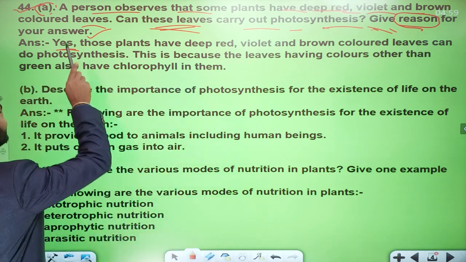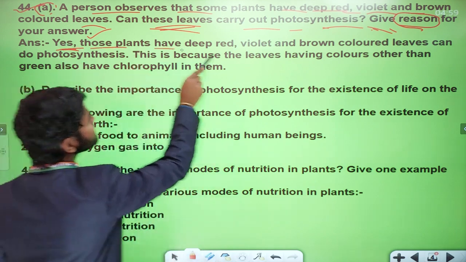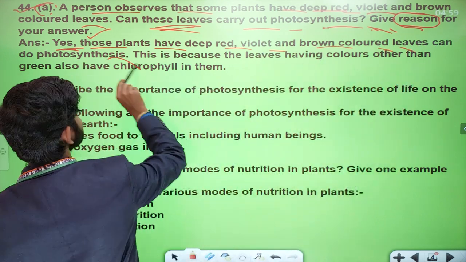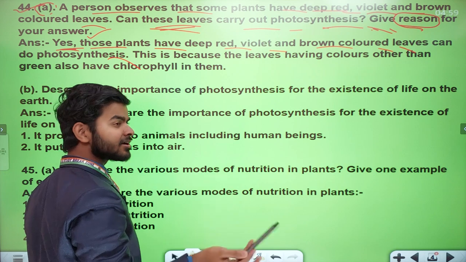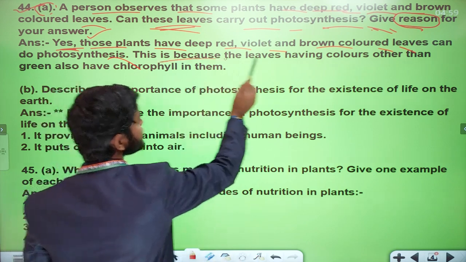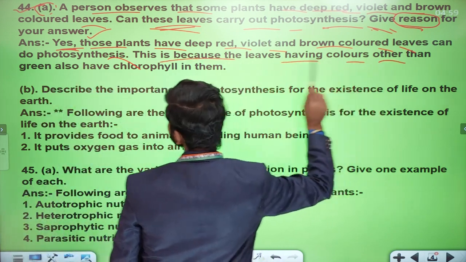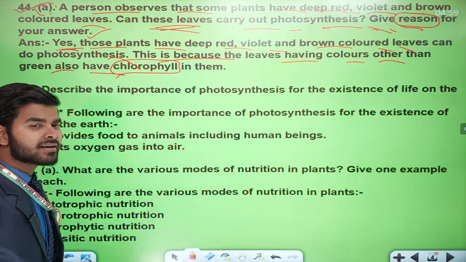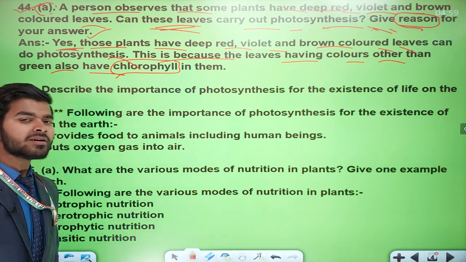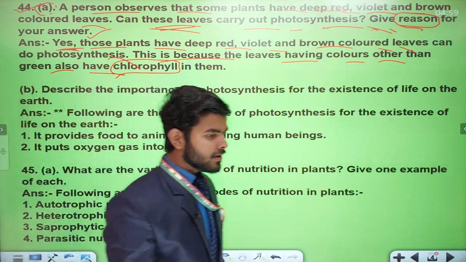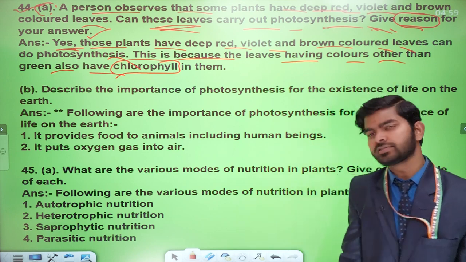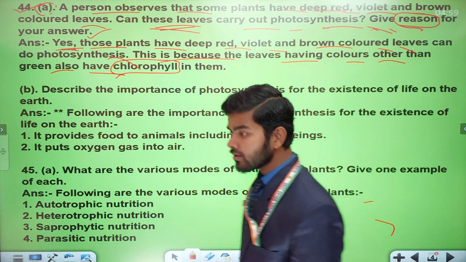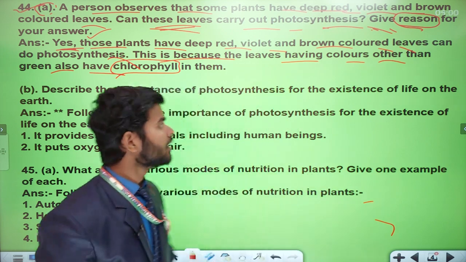Okay, no problem. Let us see the answer. Yes, plants that have deep red, violet and brown colored leaves can do photosynthesis. I have already told you why. Because they also have chlorophyll. This is because the leaves having colors other than green also have chlorophyll, and if they have chlorophyll, that means they can carry out photosynthesis. I hope, dear, you have learned these questions in detail. If you want, you can write it. I hope you have written these particular questions.